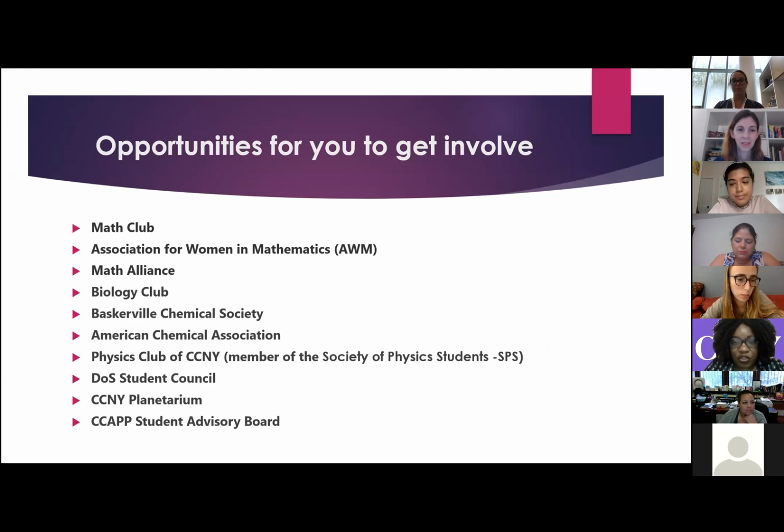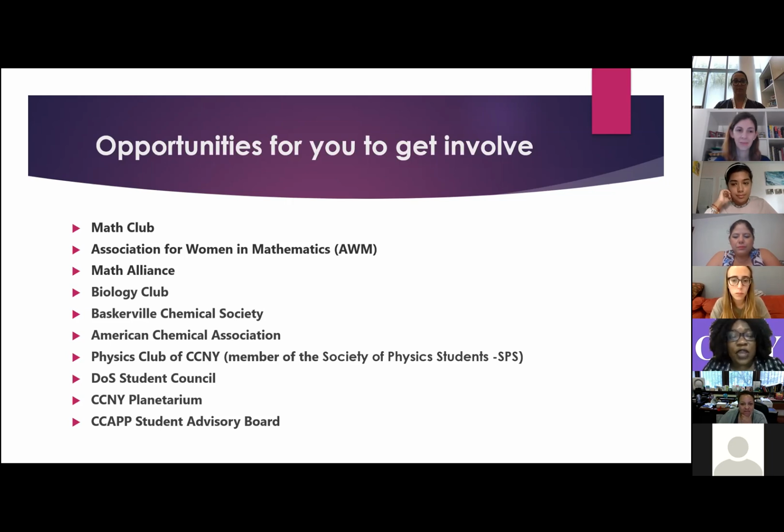So now, moving forward, we help students, but how do students get involved? They can get involved in different ways. There are math clubs. In the math department, they also have the Association for Women in Mathematics. I think they also accept males in this organization. There's Math Alliance, which is New York City wide, but a lot of our City College students are involved in making it happen. We have a very active biology lab, thanks to Christine Kusk, who I think is online here, who makes sure that the biology department and students are well informed about what is going on and about opportunities. In chemistry we have the Baskerville Chemical Society and the American Chemical Association. There's also the Physics Club at CCNY, and they're part of the Society of Physics, which is a national organization.